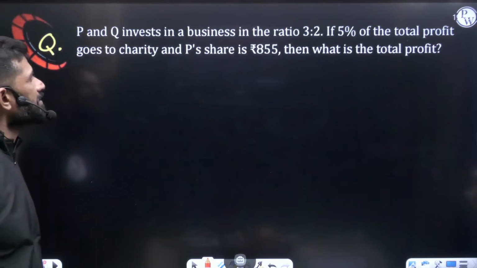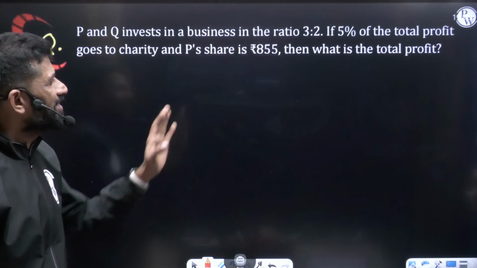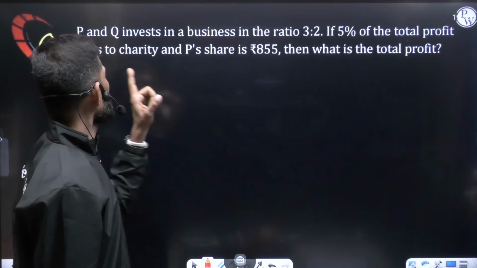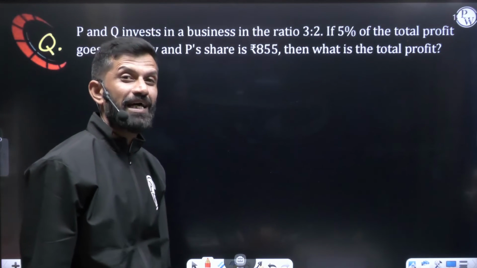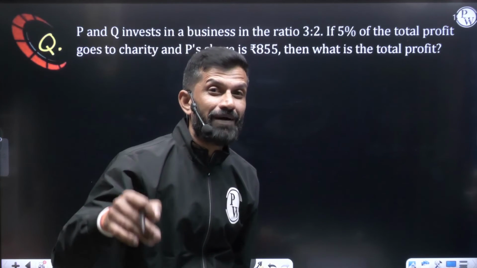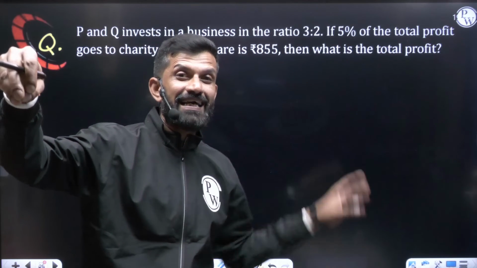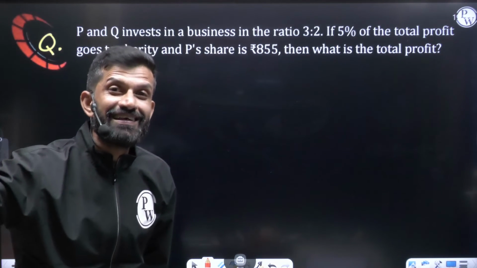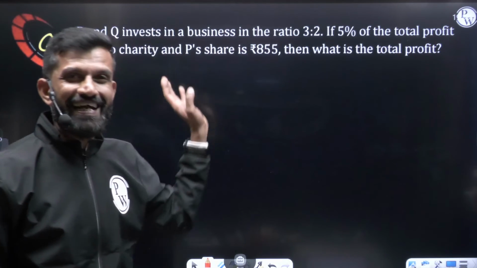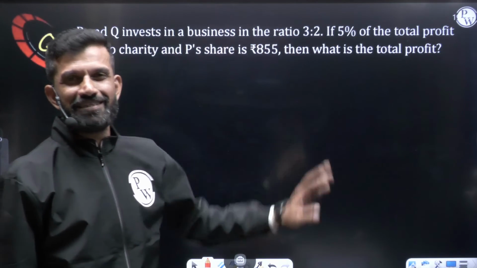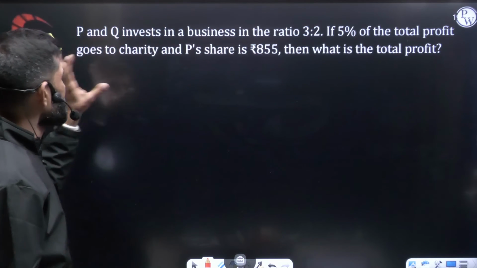Here the next question they have given. P and Q invest in a business in the ratio 3:2. They have clearly given their investment ratio 3:2. If 5% of the total profit goes to charity, see here 5% is going to charity. As I talked about the active partner, it can happen they will give 5% to some person, any of the partners, as the share of an active partner. After that, the remaining profit will be distributed. But here 5% is going to charity.